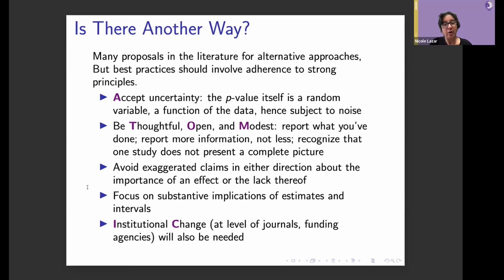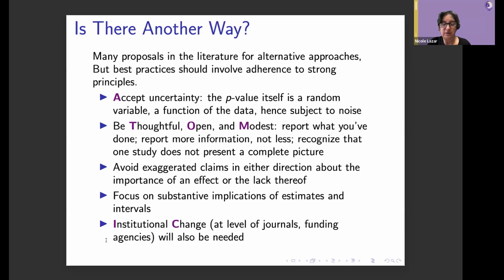And then the harder thing, but probably the most important in some way, is institutional change. So we can go from ATOM to ATOMIC by instituting change at the level of the journals and the funding agencies as well, so that we move away from what is essentially an arbitrary threshold that has just become convention over the years into a more nuanced and deep way of thinking about our statistical results. And that's going to require change.